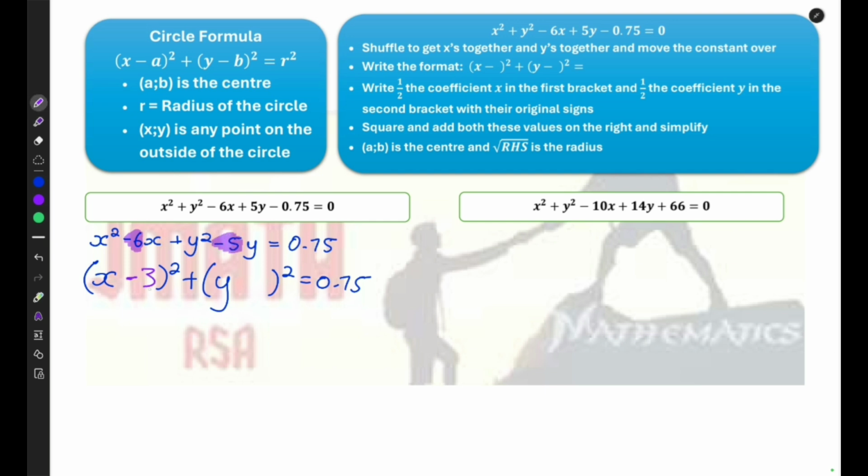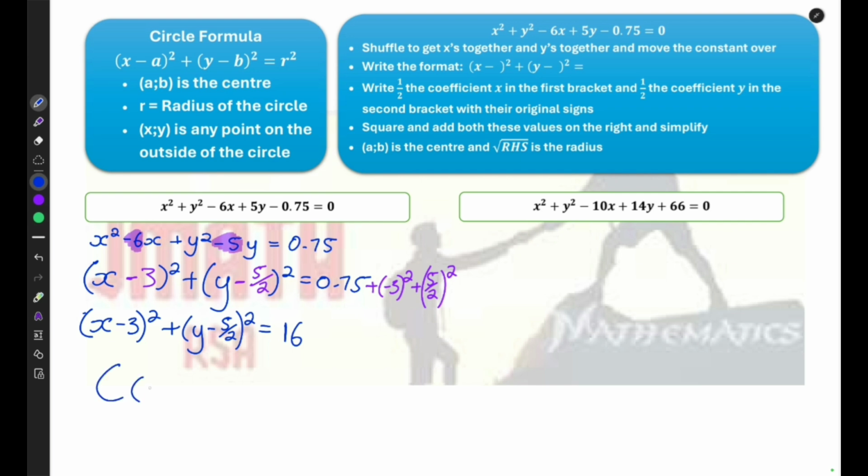So this will just be a minus 3. This would be minus 5 over 2. In this same step, I must now add minus 3 squared and then plus 5 over 2 squared. And therefore, the final answer to this question would be x minus 3 squared plus y minus 5 over 2 squared is equal to, and you just type this in the calculator, and according to the calculator, this answer is 16. Now remember, the question normally with this is, what is the center and the radius? So the center in this case would be positive 3, positive 5 over 2, and the radius would be the square root of 16, always positive, so this is just a 4.